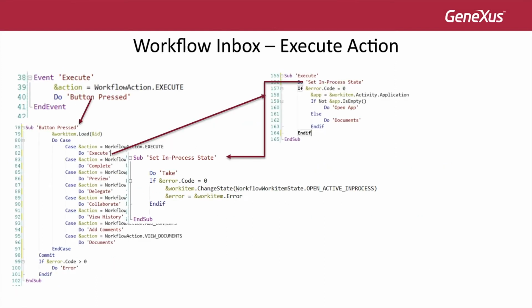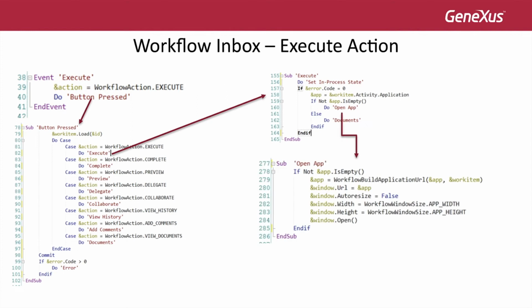After the take method, it will change the work item state using the method change state, and it will change it to open active in process, which means that the work item is running. After the work item has the correct state, it will open the application defined at the process definition diagram.